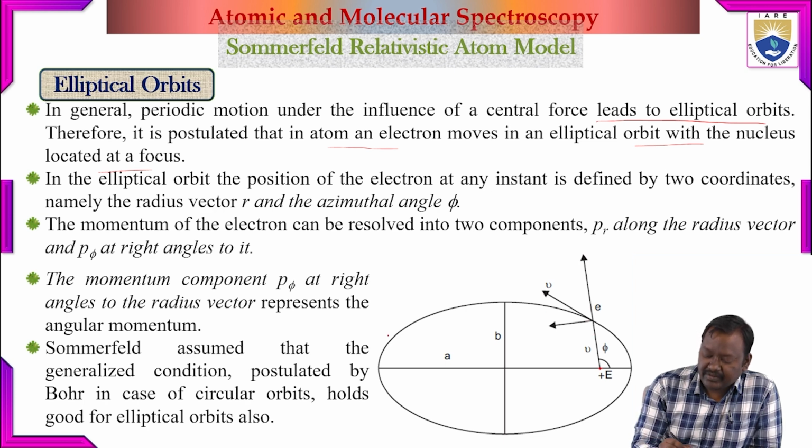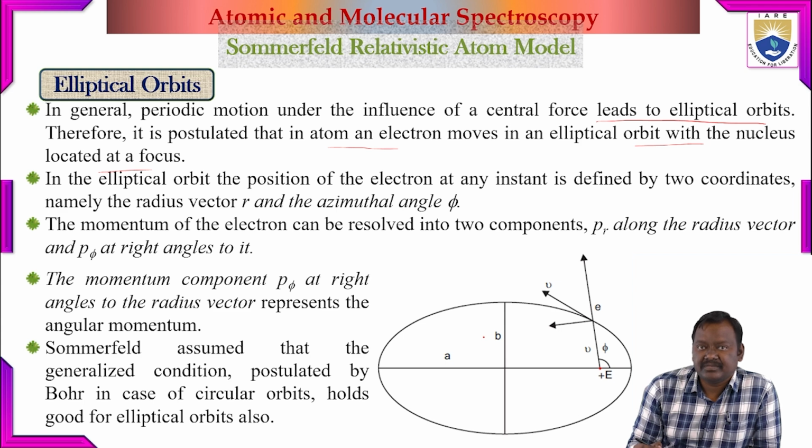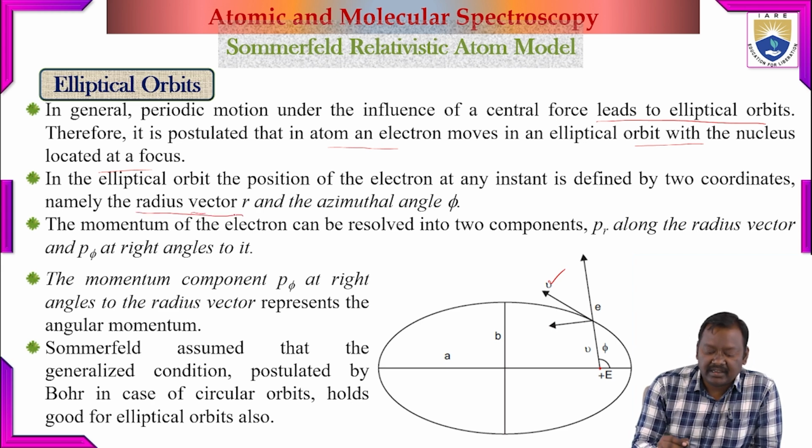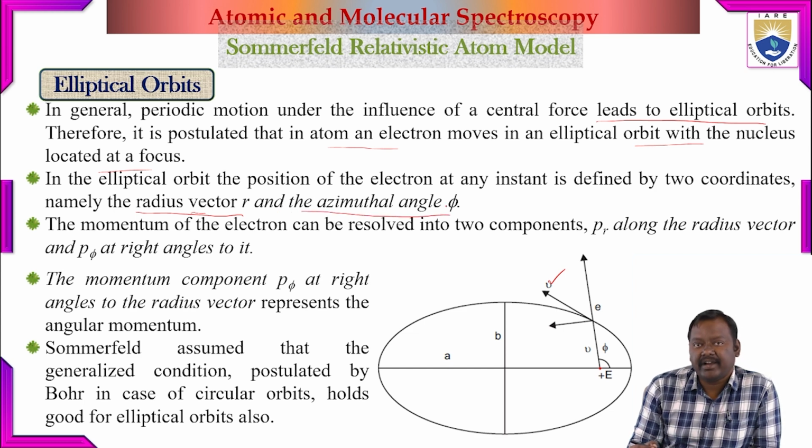So, the electron is revolving around this elliptical orbit with velocity v. As per Bohr's theory, if the electron is revolving around a circular orbit, in order to describe the electron motion we need only one coordinate. But when the electron is revolving around an elliptical orbit, according to Sommerfeld's theory, we need a minimum of two coordinates. Let us assume that one coordinate is the radius vector r and the other coordinate is the azimuthal angle phi. So two coordinates are required to describe the motion of the electron.